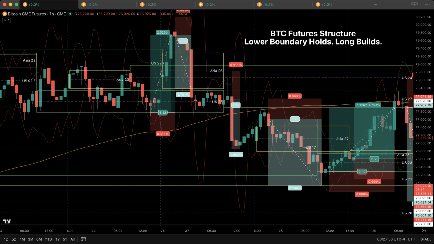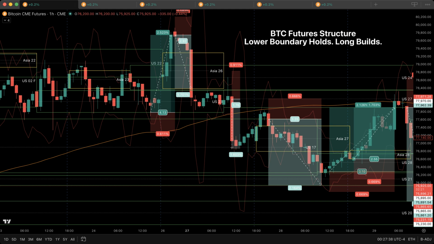Price is not starting from open space. It is starting inside pressure. That matters. When a session forms around another session upper boundary, the move can lift fast, but it can also fail fast. The box is already close to decision.